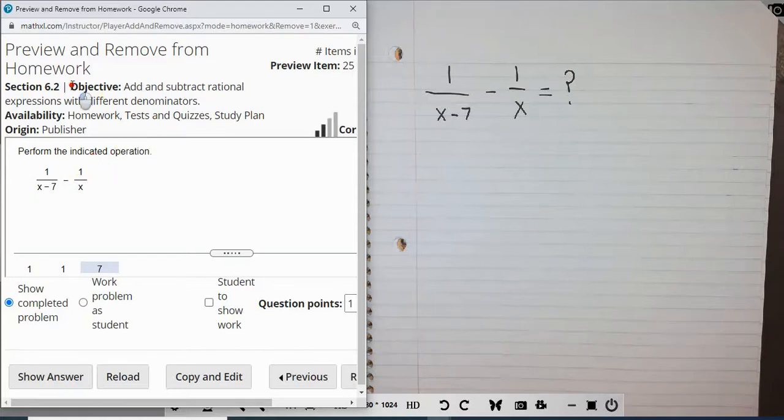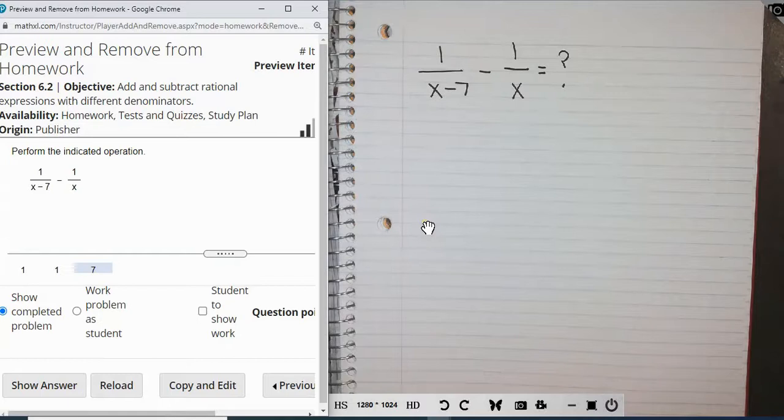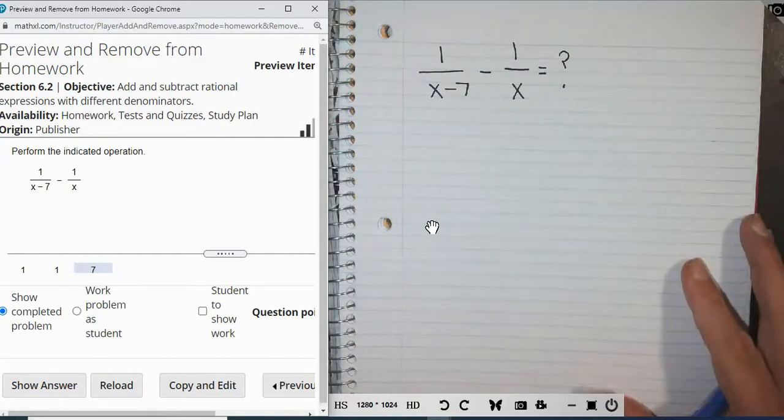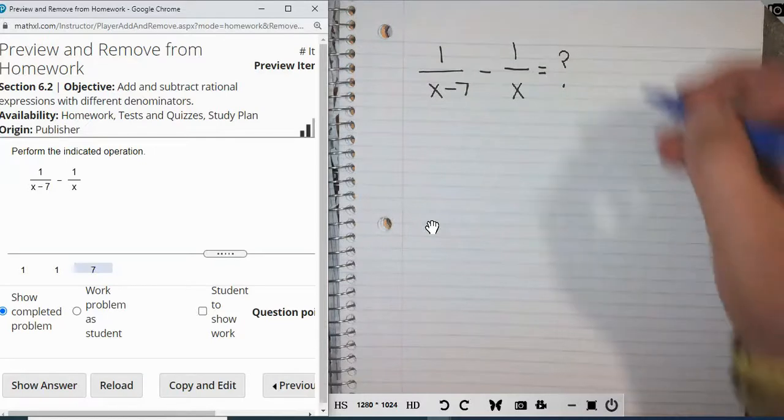Look at our objective. Add or subtract rational expressions with different denominators. So it's drawing on a lot of different things here. All right, to do this one, we're going to draw on a couple of different concepts and focus on these two big concepts here. So, for example, when we're coming to very simply adding and subtracting rational expressions.